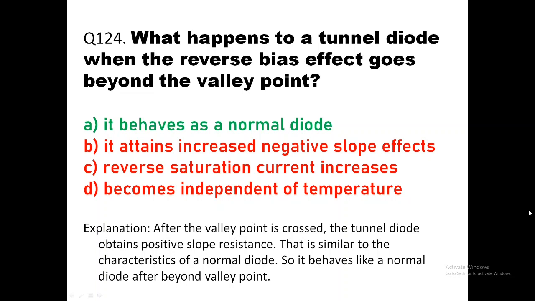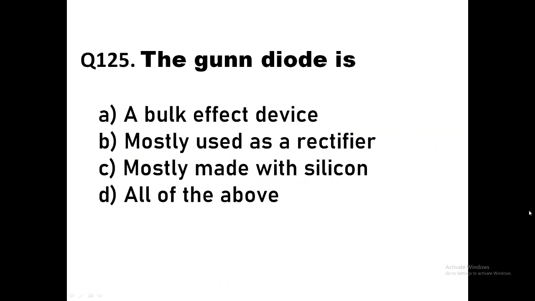Okay. After that, we'll go to question number 125. The Gunn diode is, okay. Now the Gunn diode is a diode which does not have a PN junction. It is not working on junction characteristics. It is a bulk diode. It will have a heavily doped N type region and an active lightly doped N type region, and only electrons are going to flow. When you apply a voltage to it, it will produce a negative resistance region which can be used for oscillations.